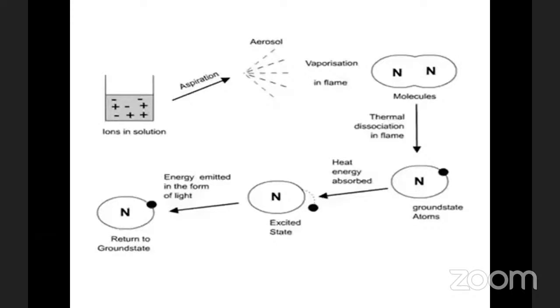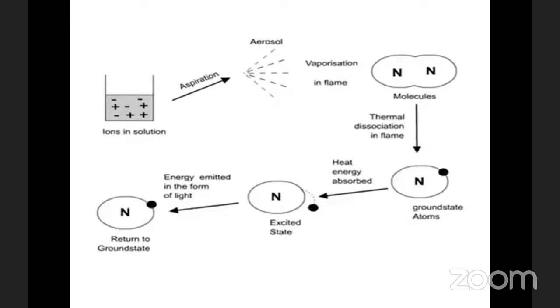Some of the gaseous atoms absorb thermal energy or heat energy from the flame and are excited to a higher energy state. The fraction of metal atoms which are excited is calculated by Boltzmann's distribution law. As we know, the excited atoms are unstable and short-lived. They emit visible light or sometimes UV light and return to ground state.